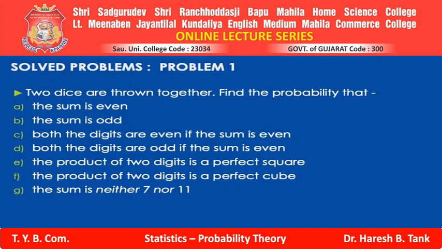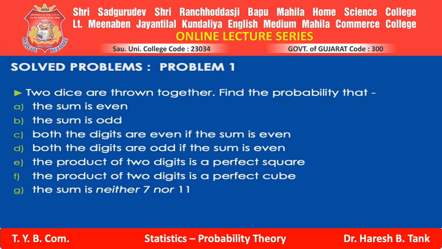Two dice are thrown together. Find the probability that the sum is even. It simply means that when two dice are thrown, naturally you will get two different numbers on surfaces, and if you make a sum of those two, what is the probability of getting sum as even number?